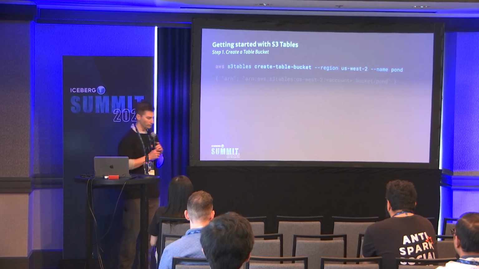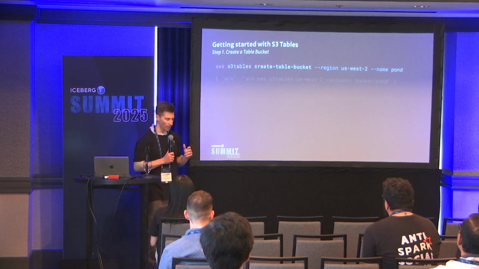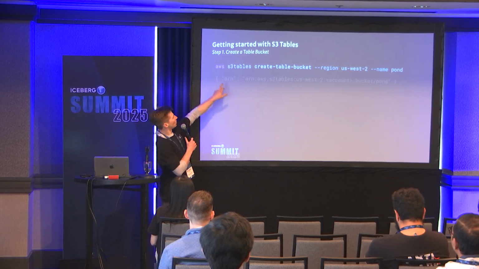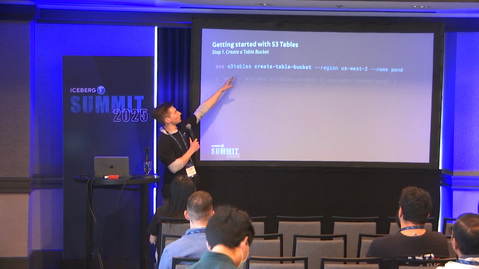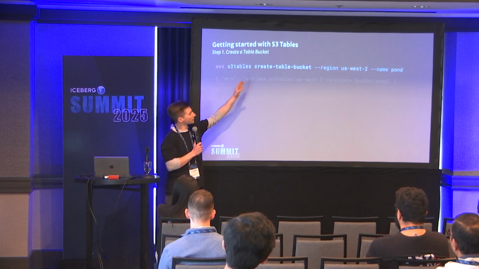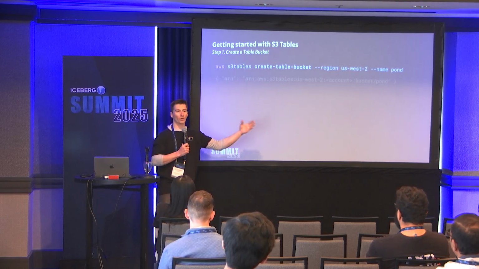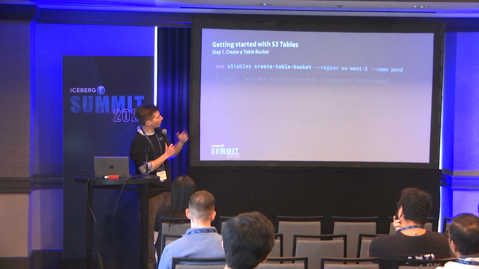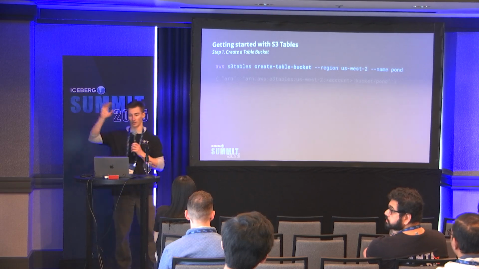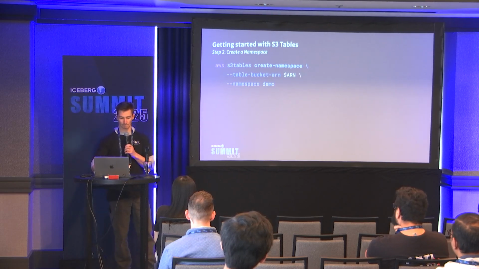The first thing is, like I said, we need to create a table bucket. It's different than creating a bucket. You'll see we call it the AWS CLI, and there's this new service. It's not AWS S3 create bucket, it's S3Tables create table bucket. I'm creating one here, and I've just named it pond in US West 2, and that will give you back the ARN. The ARN just gets reused every time you call one of these APIs.